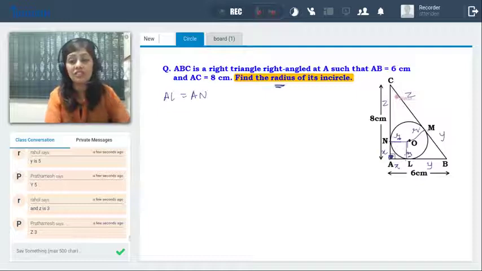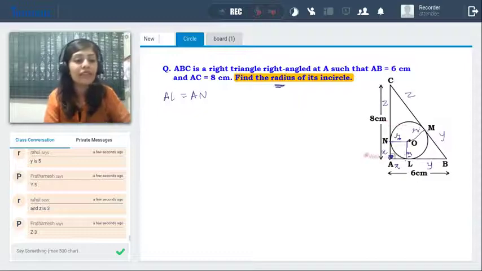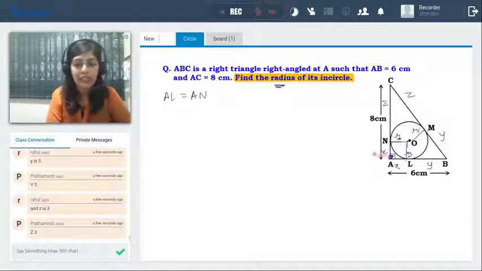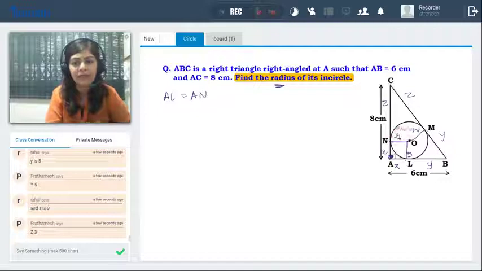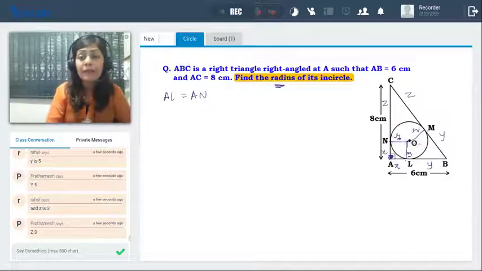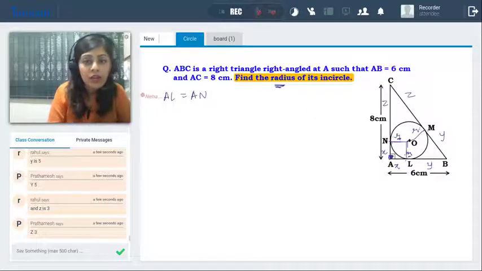Now students, pay attention. In the last sum, when we had X, Y, Z, we solved the sum and we could find the values of X, Y, and Z. So if I prove that radius is equal to either X or Y or Z, I can find X or Y or Z, right? From this information that we have. Pay attention, students. Look at this figure that we have.